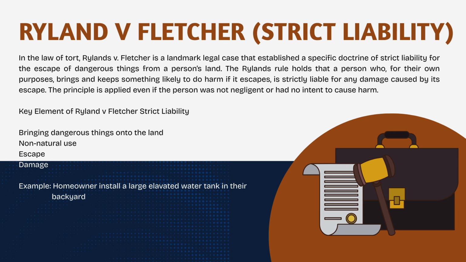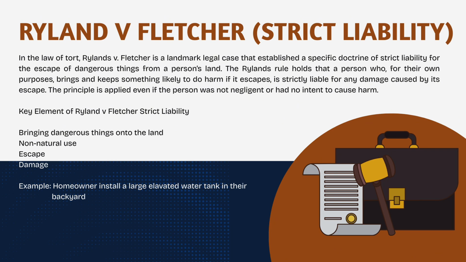There are four key elements, which are bringing dangerous things onto the land, non-natural use, escape, and damages. Let's go back to 1868, when the defendant Fletcher built a reservoir on his own land, but without his knowledge, the reservoir was constructed over an old mining shaft that had not been properly sealed. From the damage, the water flooded the plaintiff's land. The court decided that Fletcher was liable for the damage even though he had not acted negligently.